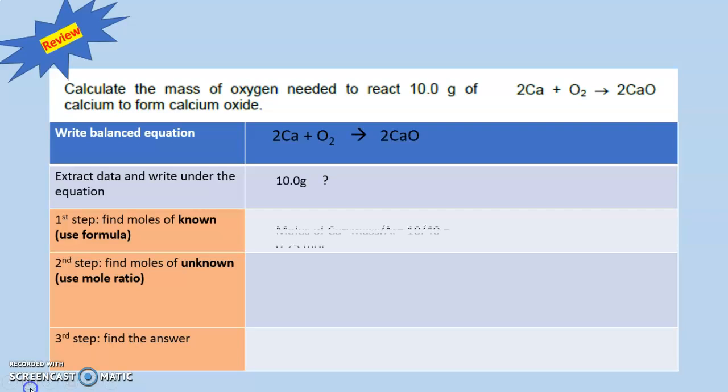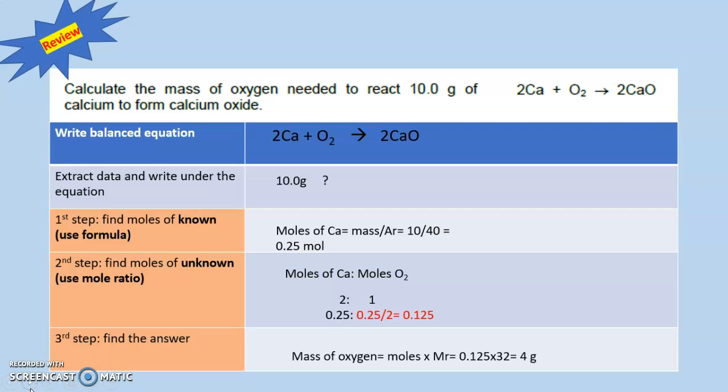Before you do the 3 steps, you need to identify what the data is. Then you find the moles of known. In this case, we found moles of calcium. Then you use that data to find the moles of unknown using the mole ratio, because the balanced equation is given, you know it's 2 to 1. So moles of oxygen is going to be half the moles of calcium. And then the last step is the easiest one to remember: you find the answer to the question.